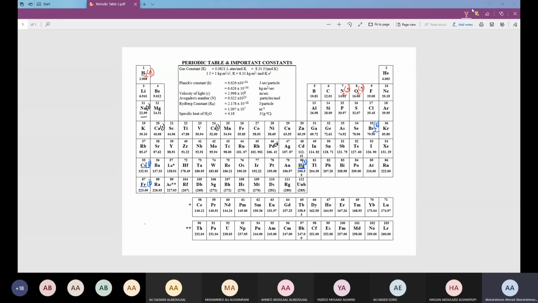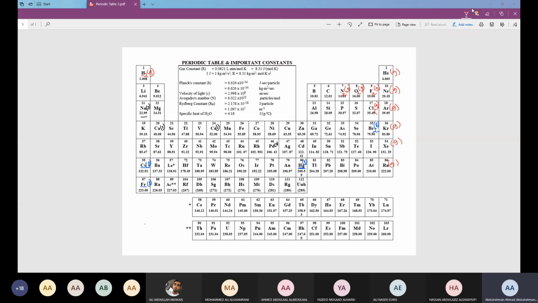What else? The halogens. Chlorine. Fluorine gas. What else? Chlorine is gas. What else? Noble gases. Noble gas is available as what? Gases. One element, not two.